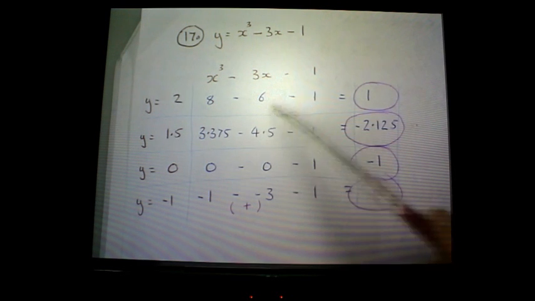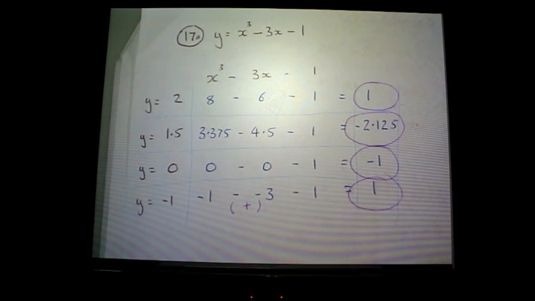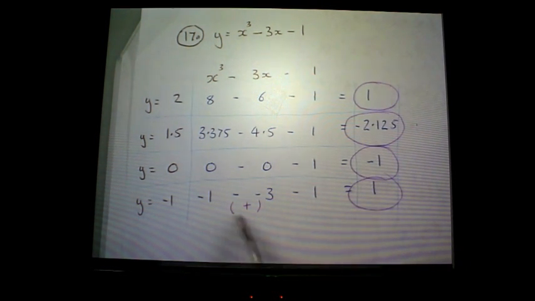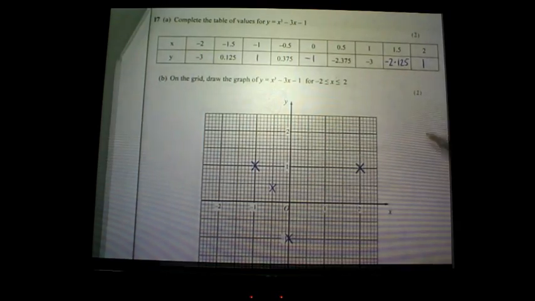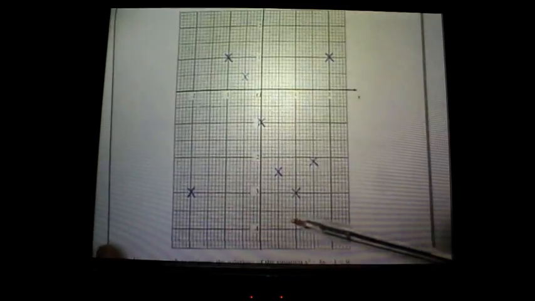And then I've just done each one step by step. So I'll leave it there so you can see where the results came from. Careful at the bottom one when y is -1 because there's a double negative, so it's actually a plus. So that's that. So you fill those in and then you plot them on the graph and you get something that looks a little bit like this.